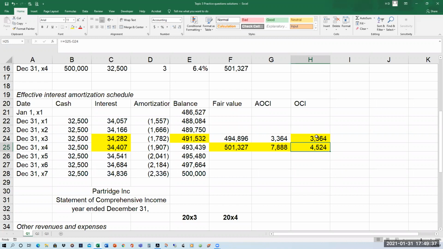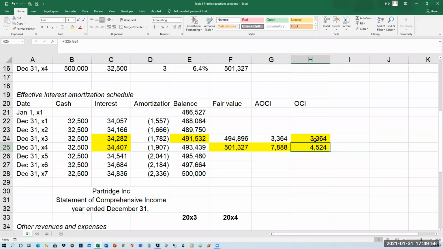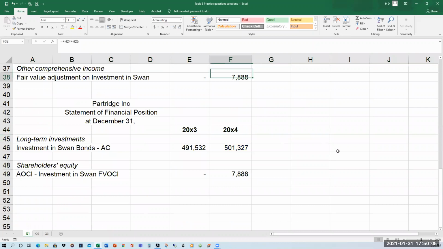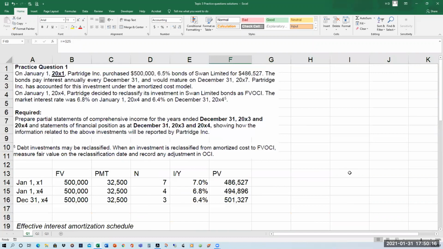So since both of these transactions or events occurred in year 4, just to make life easier for us, I did not change the date. So December 31st, year 3 is basically Jan 1st, year 4. All right, so I'm going with that assumption here. So total OCI for year 4, these two amounts added together, give you 7,888. That's what we reported, both in the statement of comprehensive income and on the balance sheet in accumulated OCI. Okay, so that was practice question 1.